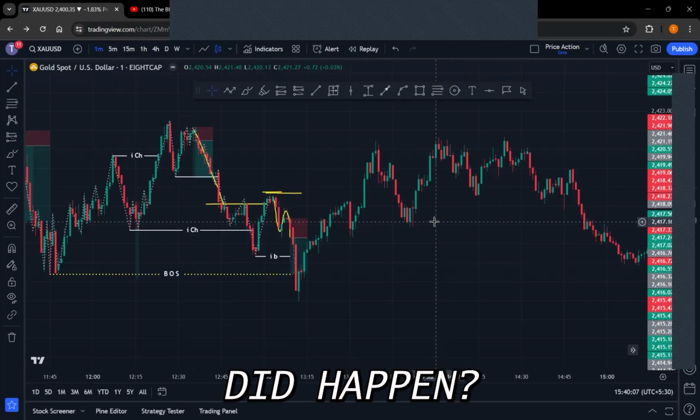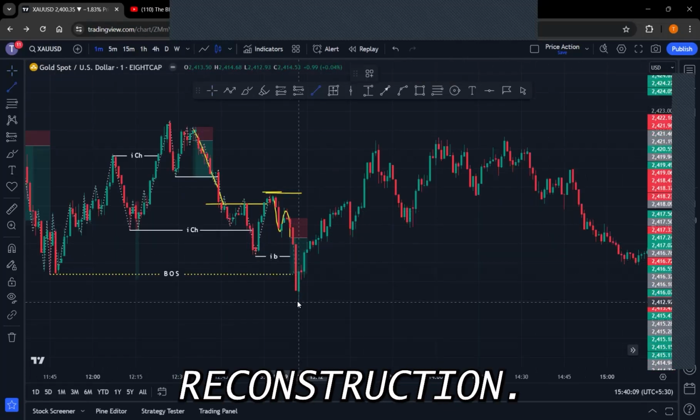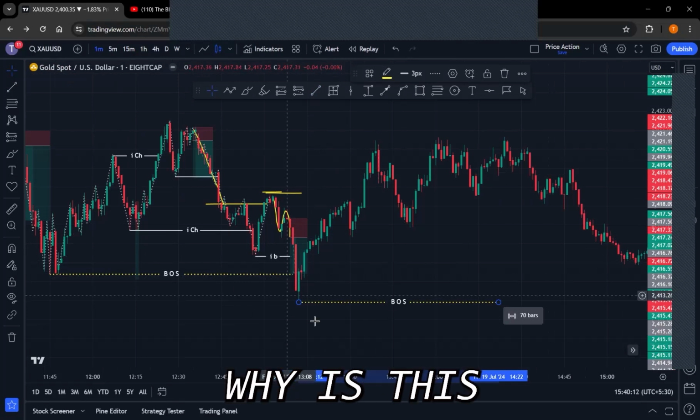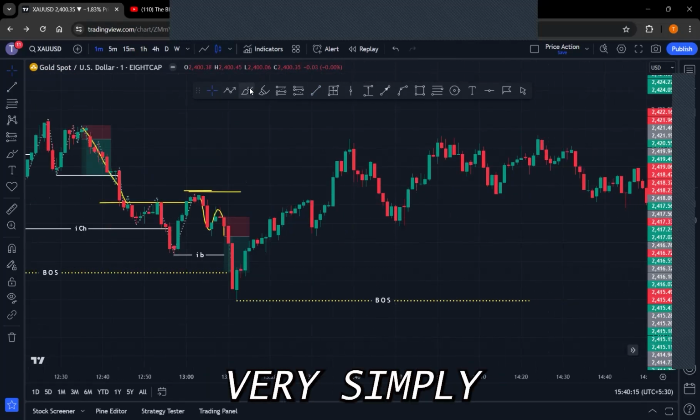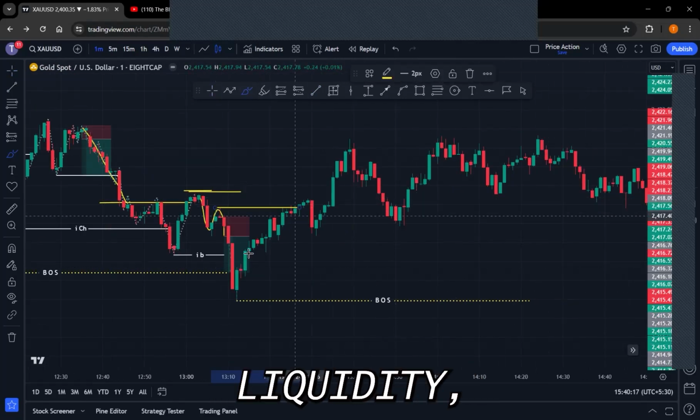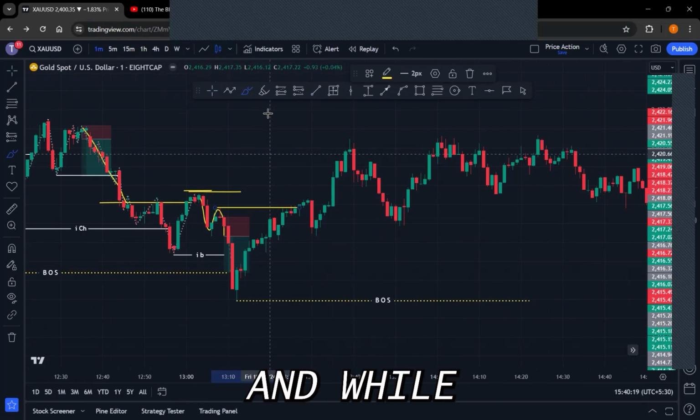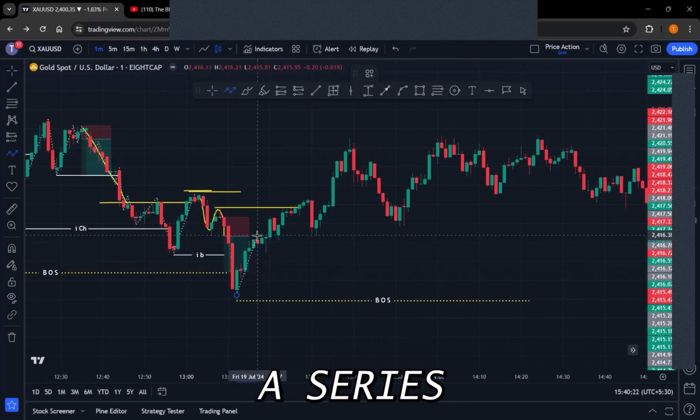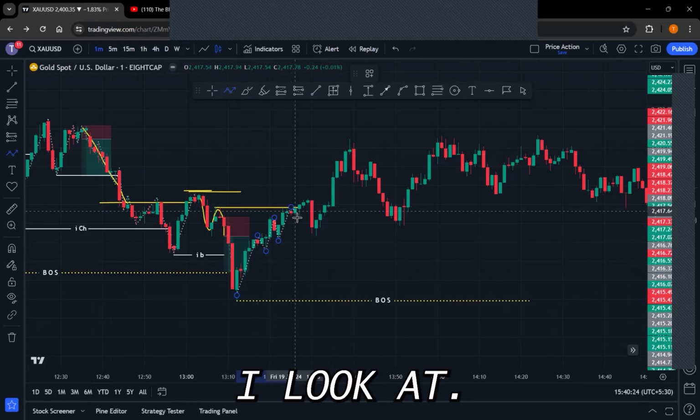Okay, from this point, what did happen? The price created another breaker structure, or you can say major support. Okay, why is this major support? You can tell me very simply that the price has taken out this major liquidity, or you can say inducement in the market. And while doing that, the price also started creating a series of higher highs and higher lows.